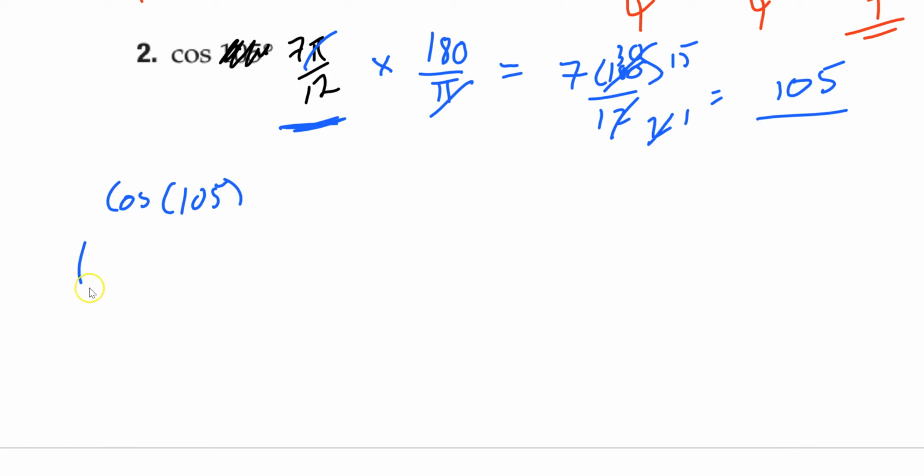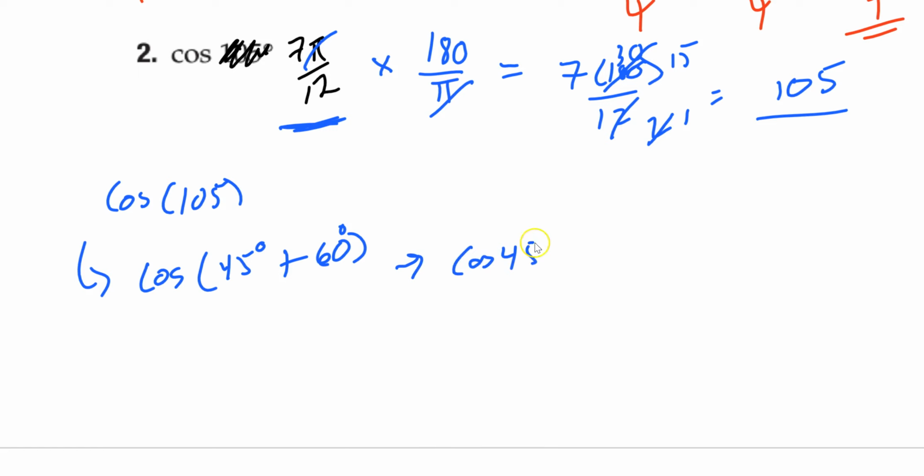Now we just break it up. Cosine of 45, we always use 45, and 60. Right? Exact same process. The one difference, if they give you radians, just convert it first. It's a lot easier to break it up in degrees. Then you just use the formula. Cosine 45, cosine 60, minus sine of 45, sine 60.